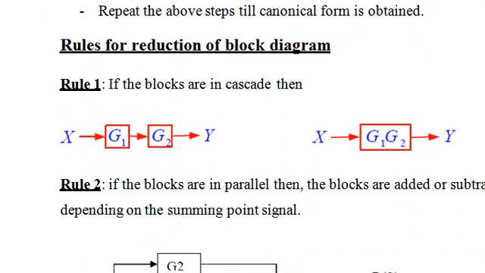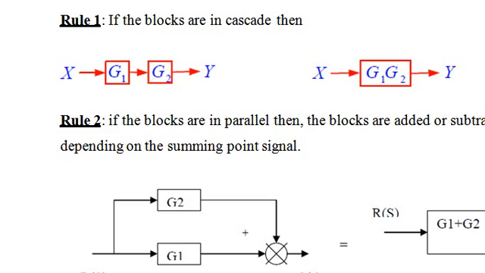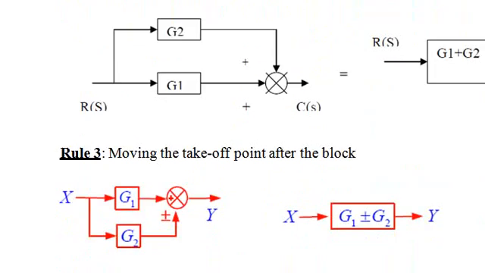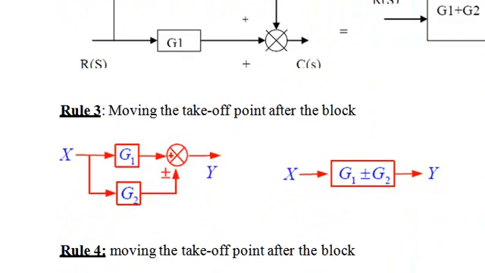Second rule: if the blocks are in parallel, then the blocks are added or subtracted depending upon the summing point signal, like this. With the help of the summing point, we will add G1 and G2, or subtract G2 from G1. Now we take it as the sum of G1 and G2 with input R(s) and output C(s).